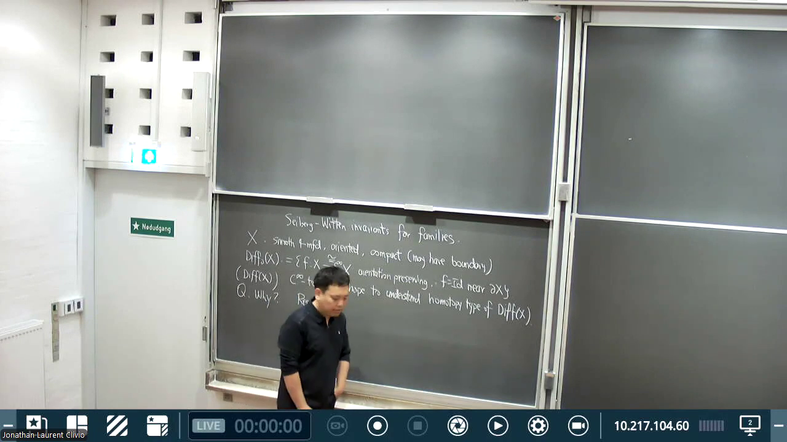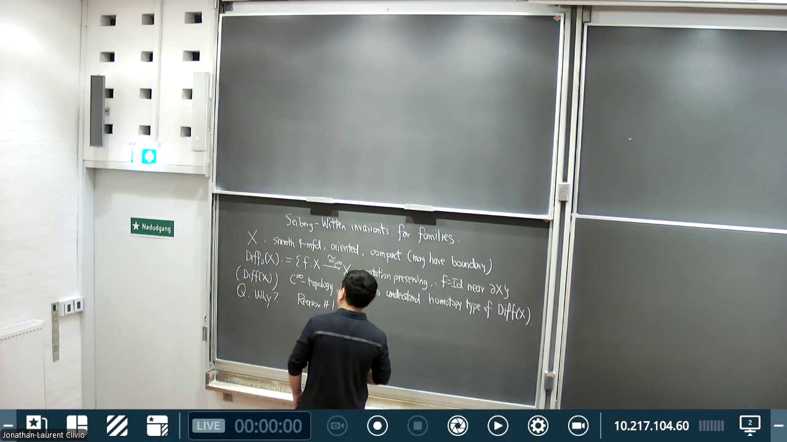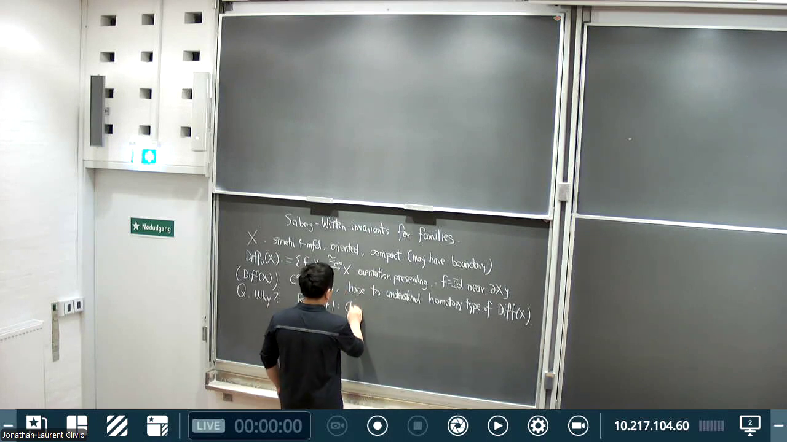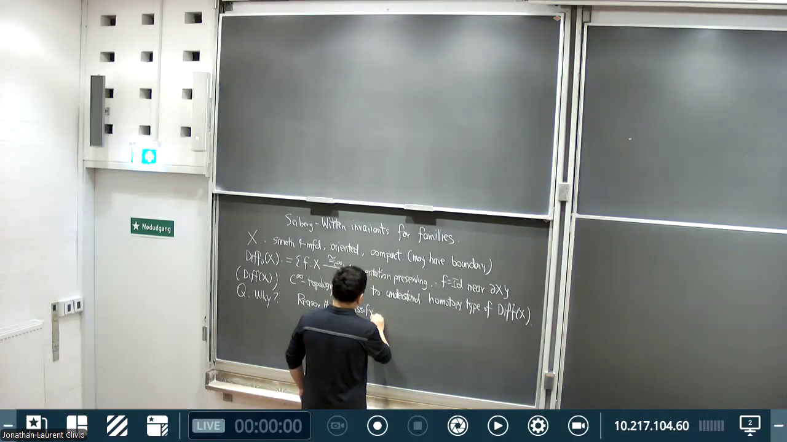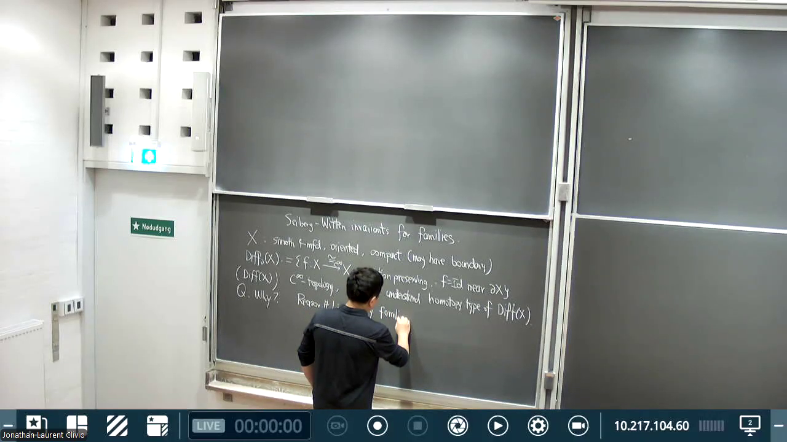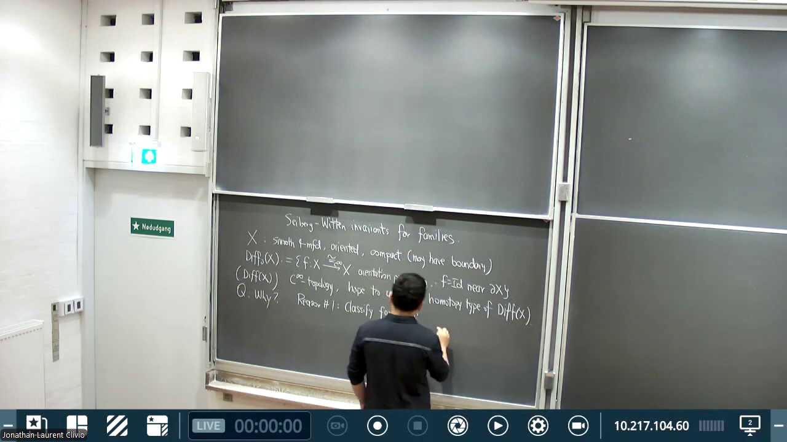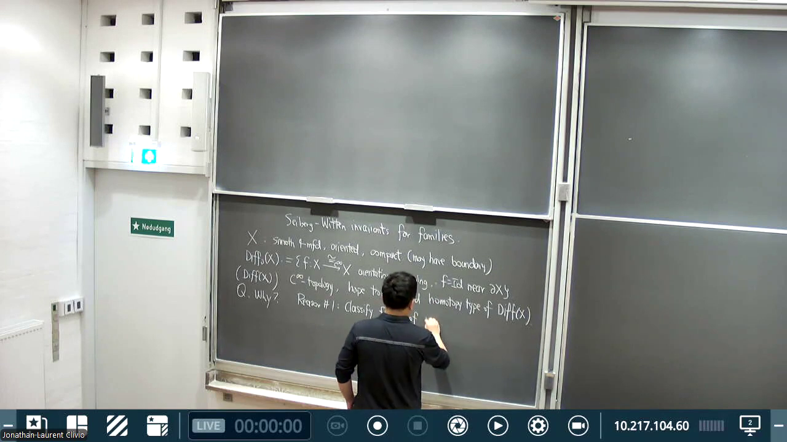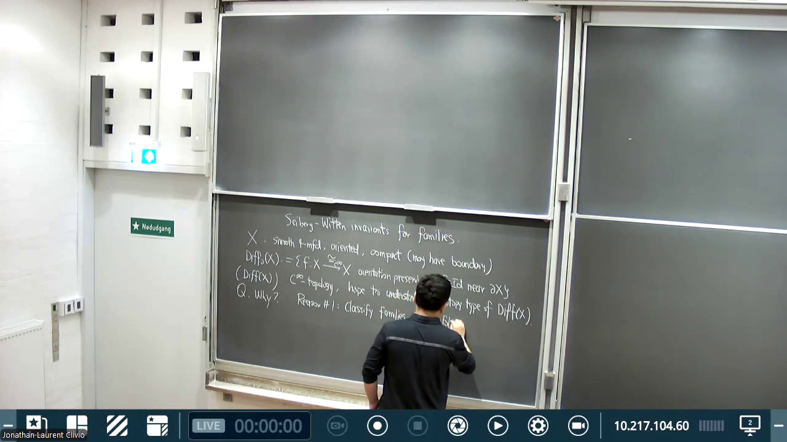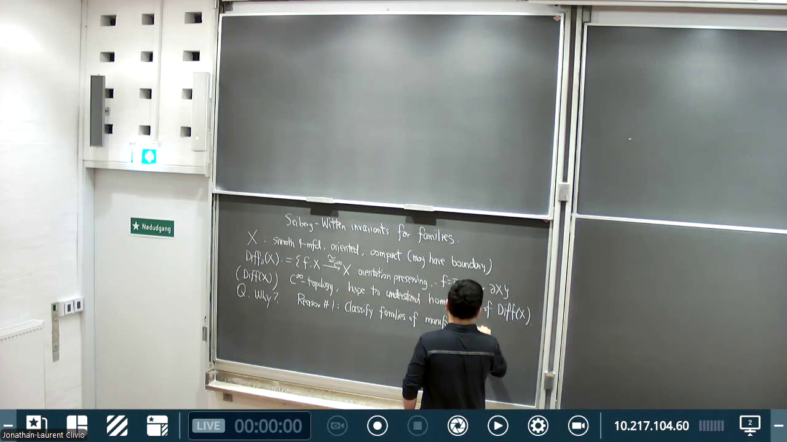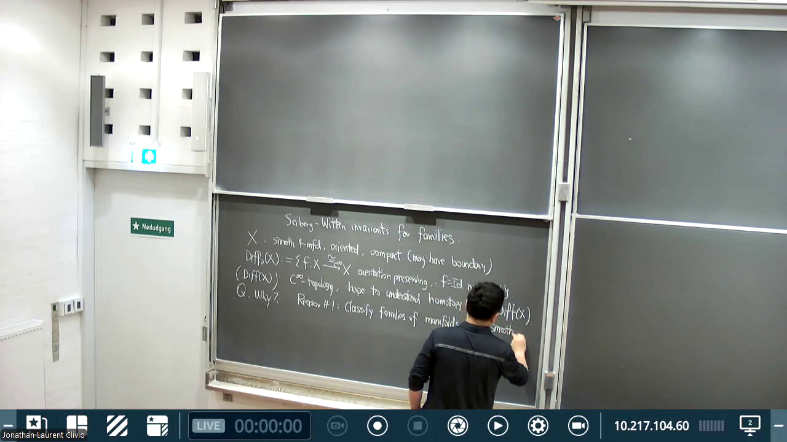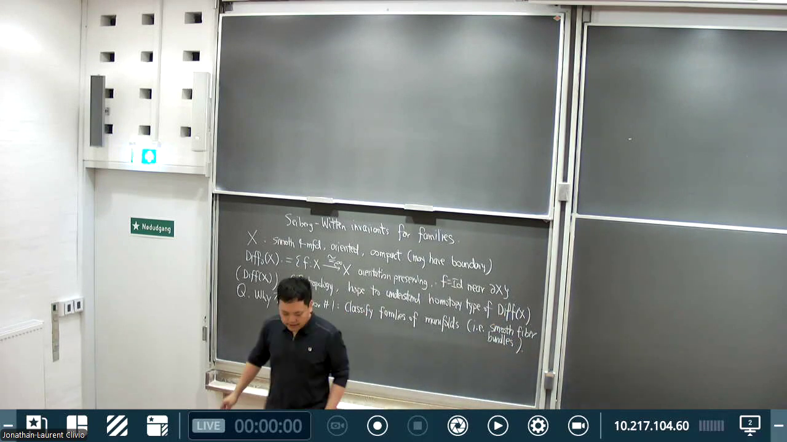Understanding the homology type of this diffeomorphism group helps us to classify families of X, so moduli spaces of manifolds, namely smooth bundles. So why is that the case?